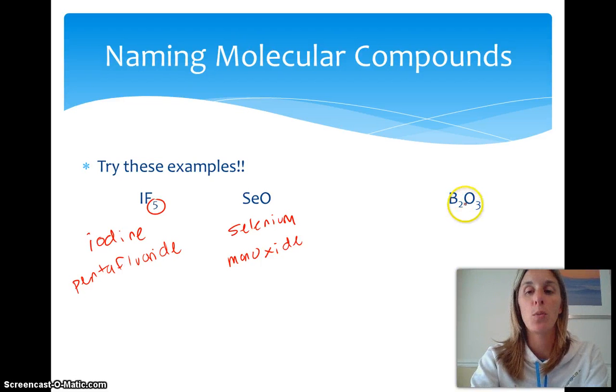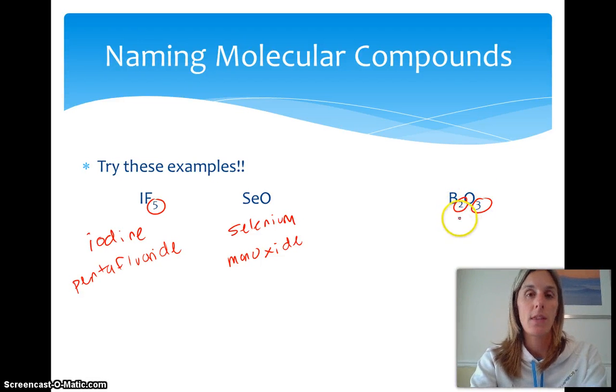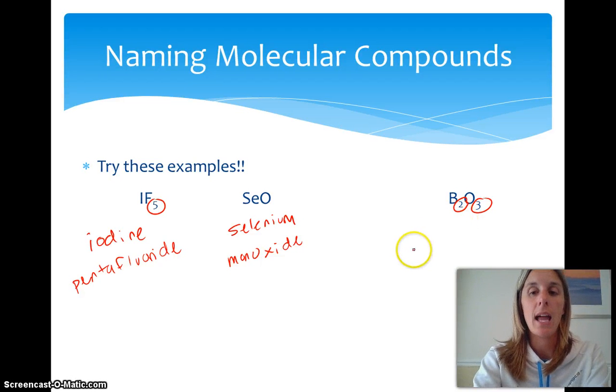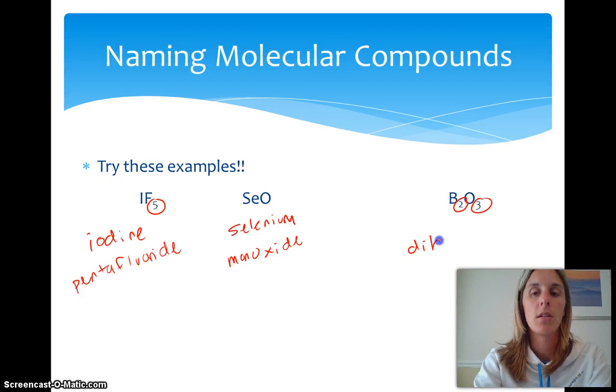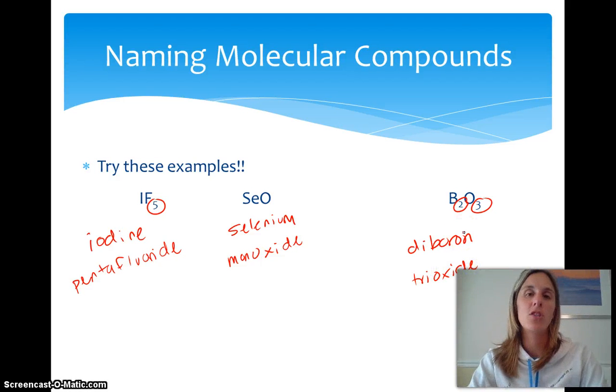Our last example, we have subscripts for both elements, meaning we're going to need prefixes for both elements. So we look at the chart, and the 2 means di, and the B tells us the element's boron. So the first name is diboron, the last name, the 3 means tri, and the O again is oxide. So diboron trioxide would be the name of that last example.